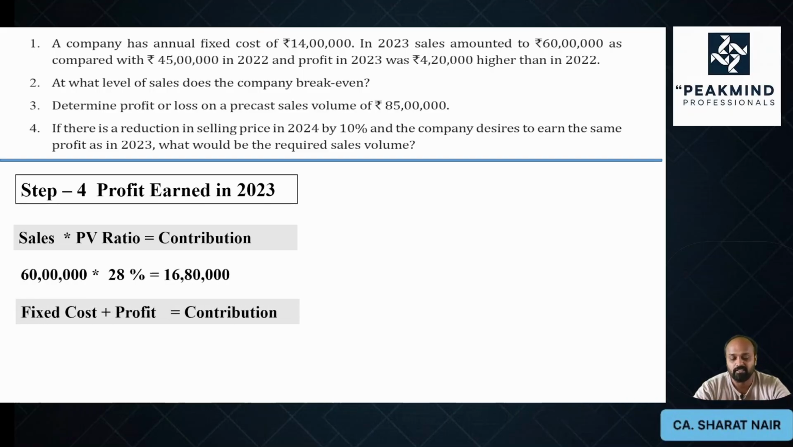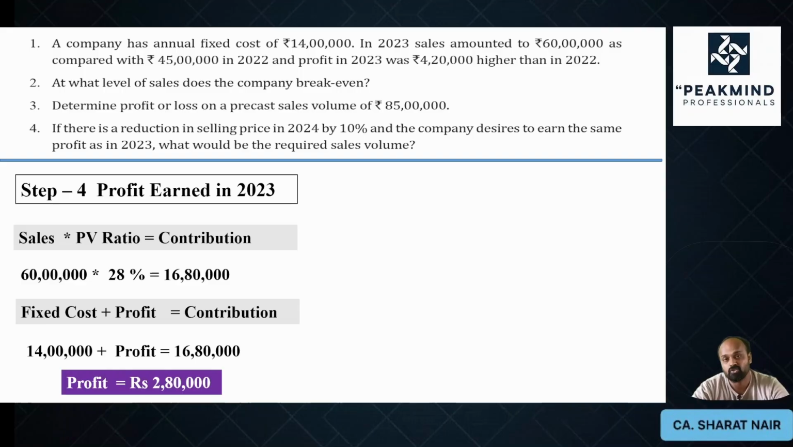I also know that fixed cost plus profit is equal to contribution. So already I know my contribution, it is 16 lakh 80,000. In the question, the fixed cost is also given, which is 14 lakh. So can't I find out my current year's profit? Yes, it will come to rupees 2 lakh 80,000. Moving further, this is the profit which we need to maintain for the upcoming year with the deduction in the selling price by 10%.